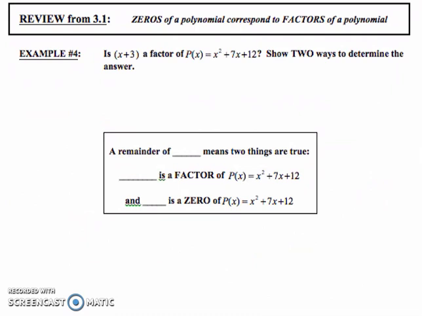Zeros of a polynomial correspond to factors of a polynomial. This is something that we know because one of our methods for solving a polynomial is to factor it and then set each factor equal to 0. And the relationship between the factors and solutions is that the solutions are always opposite of the factor. So example number 4 is asking us, is x plus 3 a factor of p of x equals x squared plus 7x plus 12? And they want us to show 2 ways to determine the answer. Okay, so the first way is I am going to factor the polynomial and find out if it is a factor or not.